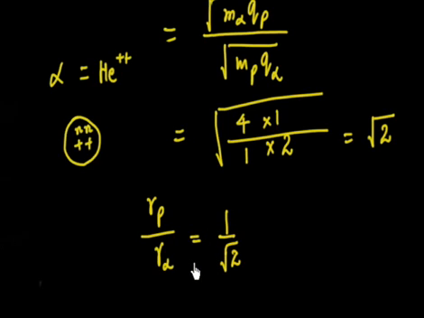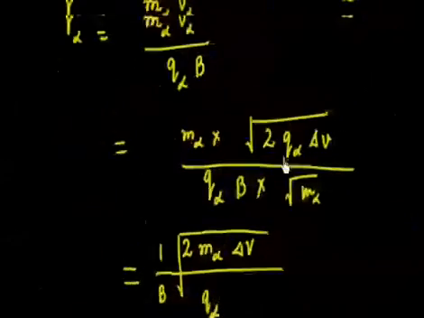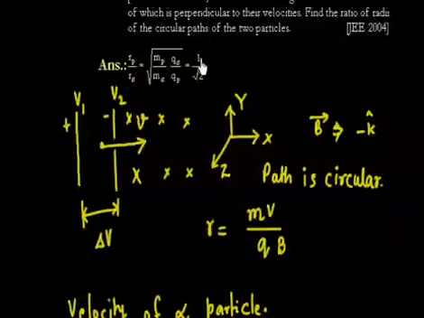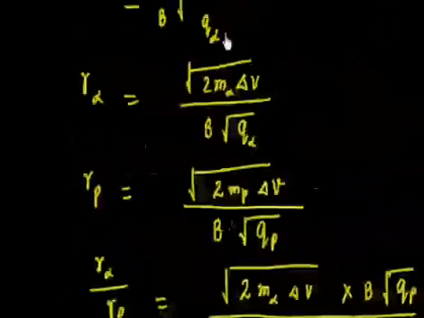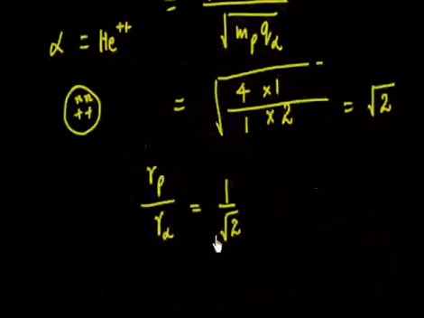If you throw the two particles in the same magnetic field with the same potential difference, what is the ratio of their radii? That is 1 by root 2. So you see the answer: Rp by R alpha is 1 by root 2.